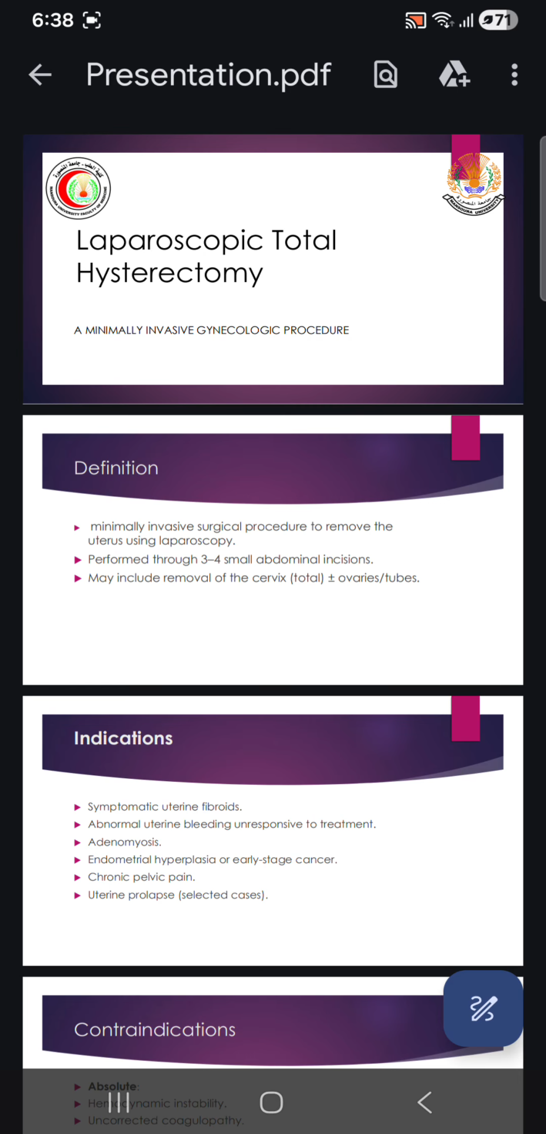Today I'm going to talk about laparoscopic total hysterectomy, and this is one of the most commonly performed minimally invasive gynecologic procedures, and it involves removing the uterus using laparoscopy.